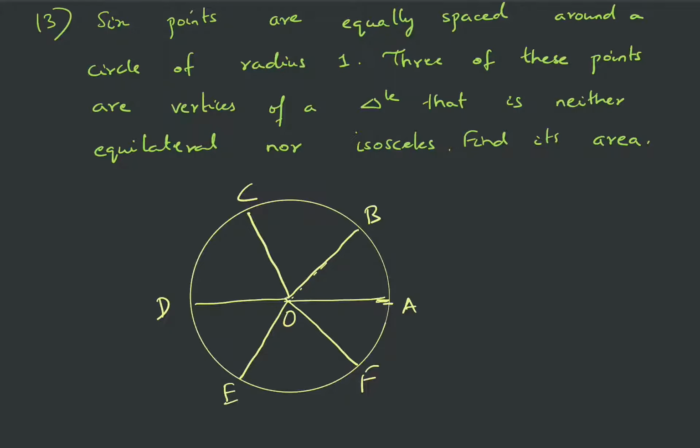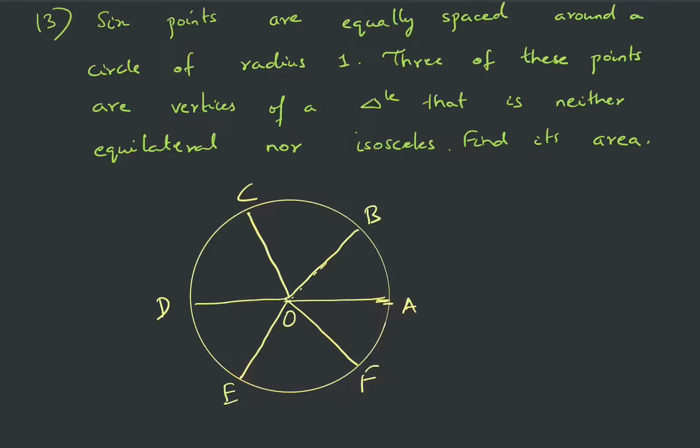Now among these 3 points you need to choose a triangle which is neither equilateral nor isosceles. If you choose this type of triangle, leaving one vertex in between, it is going to be equilateral. And if I select AB, AF and BF, then this is isosceles because AB is equal to AF. Similarly, AC, AE, CE is anyways equilateral.